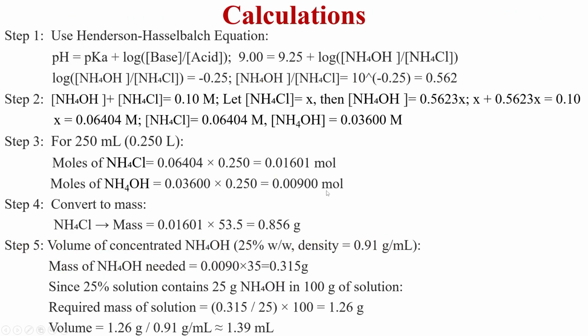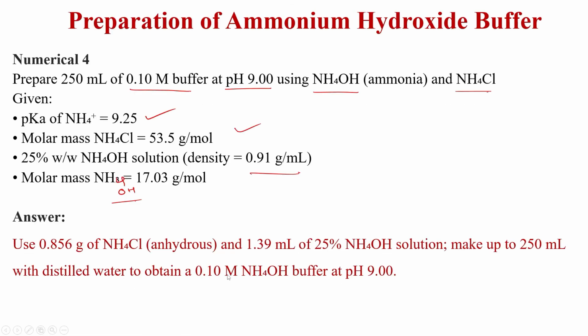That is, here if we see, it is 35 gram per mole. Okay, so instead of taking 17.03, you take 35 gram per mole. So the answer at the end, we must have 0.8856 gram of ammonium chloride and 1.3 ml of 25% ammonium hydroxide solution. Make up the volume to 250 ml with distilled water to obtain a 0.1 molar ammonium hydroxide buffer at pH 9.